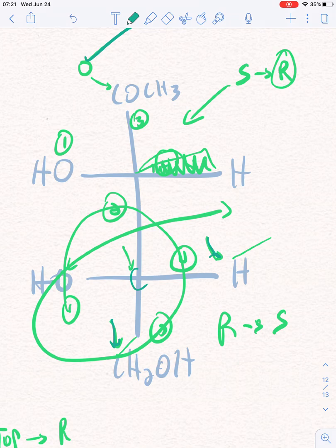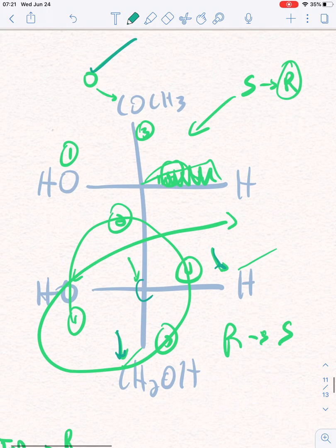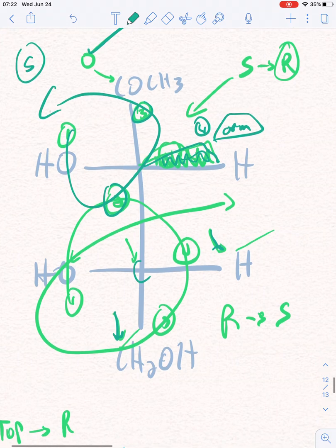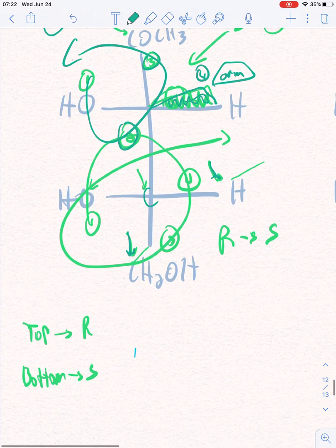And so 1, 2, 3, and then 4, right? So we did our R and S, which was S, but we have to keep the same rules, right? If 4 is in the front, we have to flip it. And with Fischer projections, what's on the arm, right, is always wedged. So if 4 is on the arm, we flip it. So that's why that's R, okay? So top's R, bottom's S.